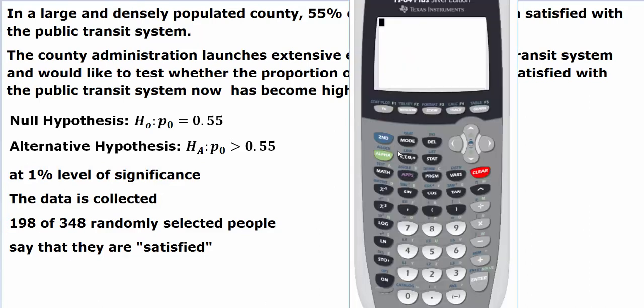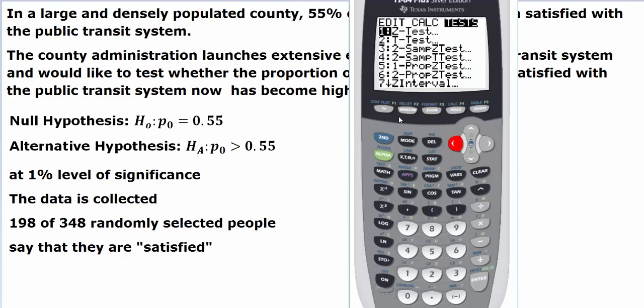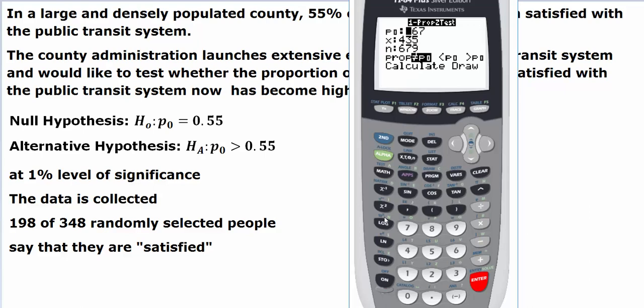So we'll pull up our calculator, go to stat, tests, and this time we are conducting a one proportion z test. You can see this here, sample size is 348. So both the 55% of this and 45% of this are higher than 10. So one proportion z test is allowed here, right?